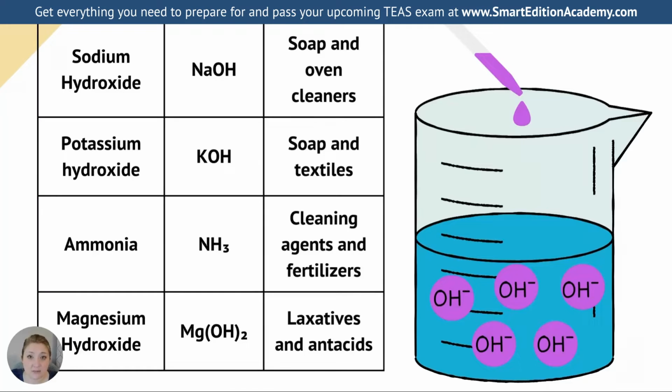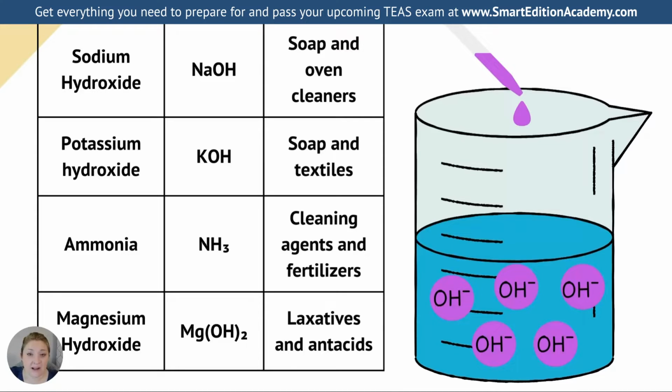Let's take a look at some common bases. Sodium hydroxide, NaOH, which is in soap and oven cleaners. Potassium hydroxide, KOH, which is in soap and textiles. Ammonia, NH3, which is in cleaning agents and fertilizers. Or magnesium hydroxide, Mg(OH)2, laxatives and antacids. So these are some common ones.